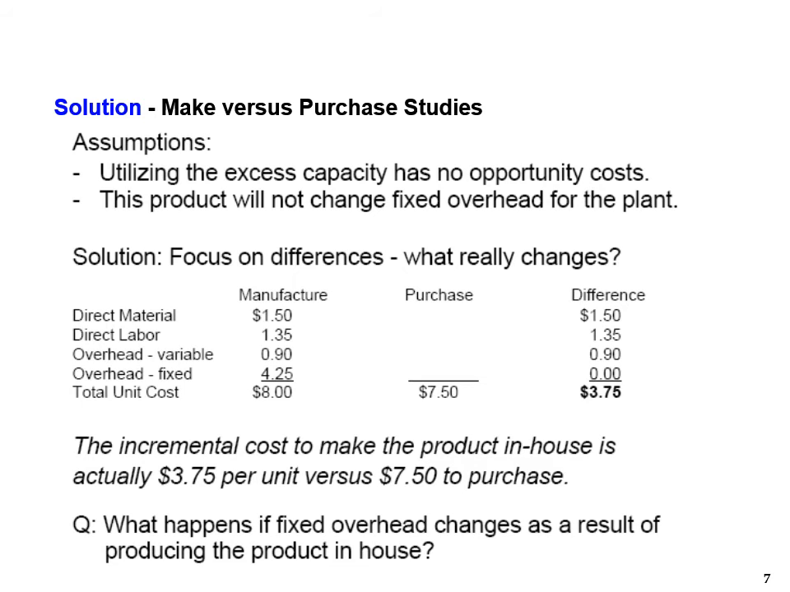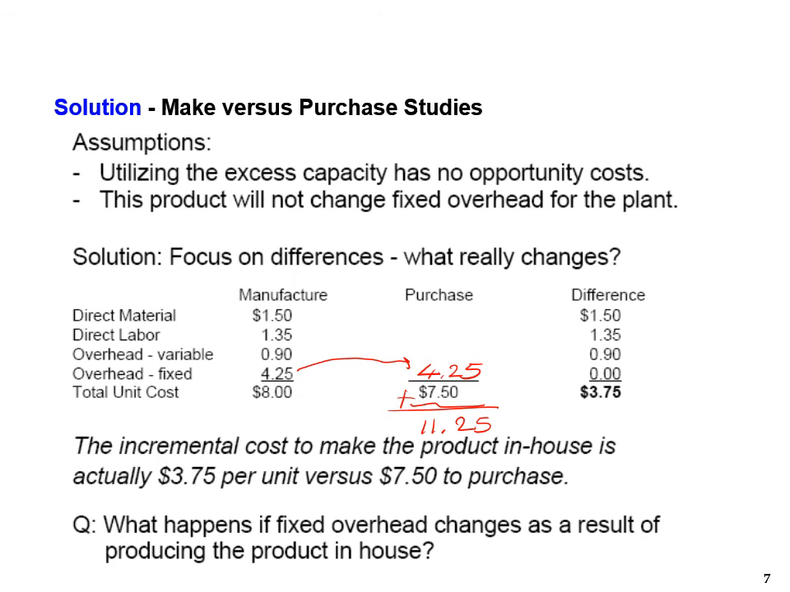Let's analyze this problem in more detail and carefully. In this problem, we assume that utilizing the excess capacity has no opportunity cost. We will not produce anything else, and this product will not change the fixed overhead for the plant. So the salaries of the administrative staff, the insurance, the taxes, we will pay them, even if we purchase the item or we produce it in our facility. So when we consider this, is the unit price for purchasing really 7.5? Because this overhead cost, even if we purchase it, we will pay it.